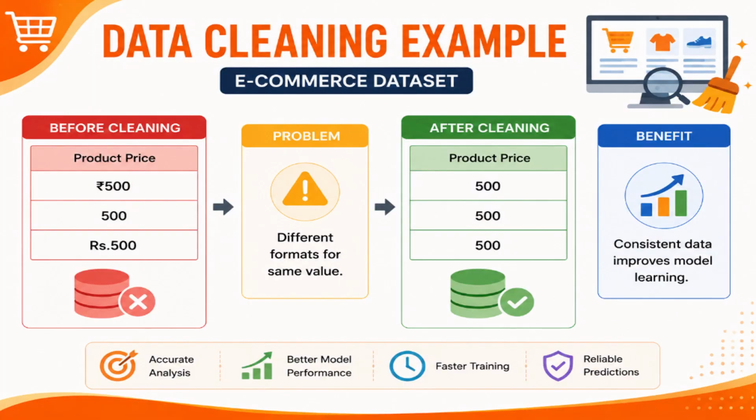And then one more example. Here before cleaning, if you see, it is rupees 500, here 500, rupees 100, all are mentioning rupees 500 only. Then different values can be made into meaningful values, which is consistent data, which improves the model learning accuracy.